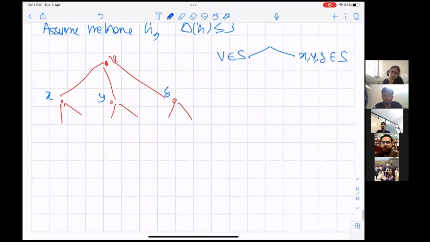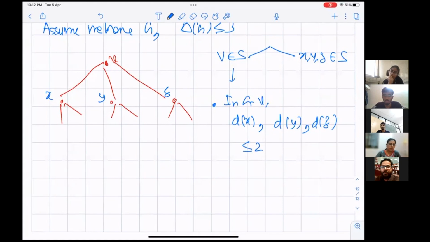But then, let's make some observations. In G minus V, what is the degree of X? What is the degree of Y, and what is the degree of Z? At most 2. So imagine that one of them has degree exactly 2 for now. Otherwise, we'll worry about that later. So imagine that Y had degree 2, and both of its neighbors had an edge between them.